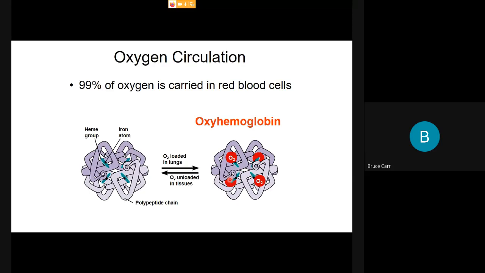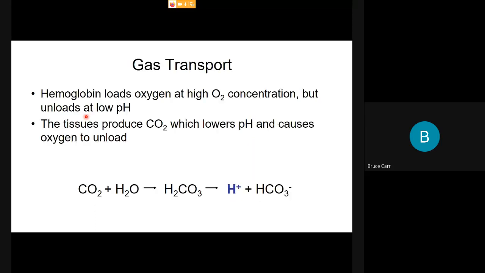It points to the importance of oxygen transport, since oxygen is the limiting molecule in most circumstances of exertion. Better oxygen transport means a better body. It works better, stronger, faster, harder. Gas transport is shown. Hemoglobin is going to load oxygen at high oxygen concentration, but it's going to unload it at low pH. These are also elements of the kinetics of the molecule. So where you run into acid, oxygen's going to dump. Where you run into oxygen, oxygen's going to be absorbed.